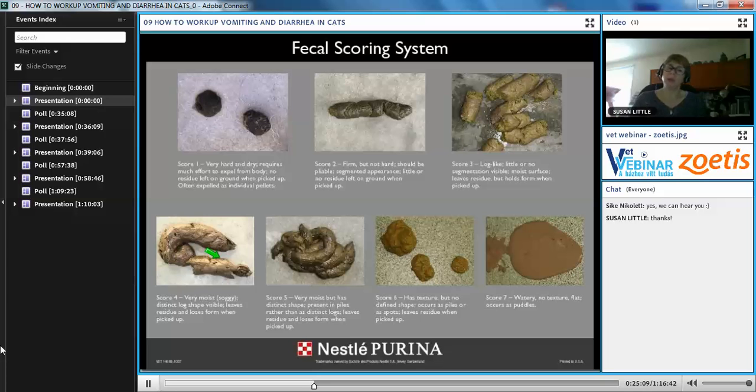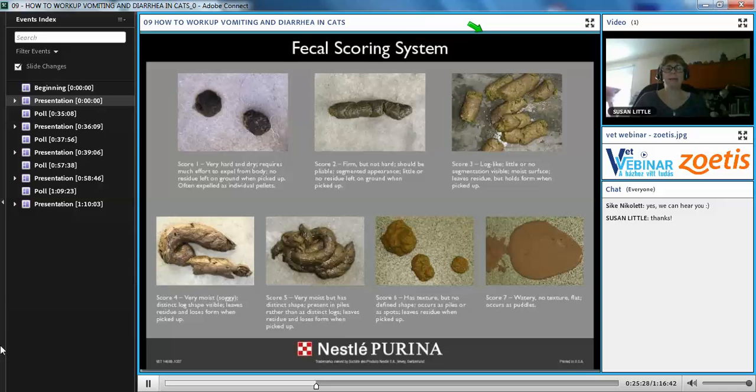So the other reason that using pictures is helpful is most owners would say that score 7 is diarrhea. That obviously looks like diarrhea. But this, score 4, is diarrhea too. And not everybody would call that diarrhea. So that's why it's really useful to show them pictures.